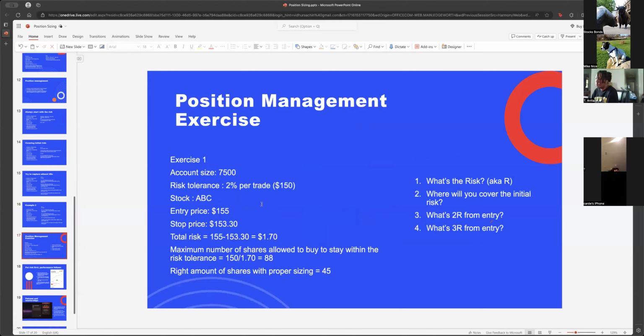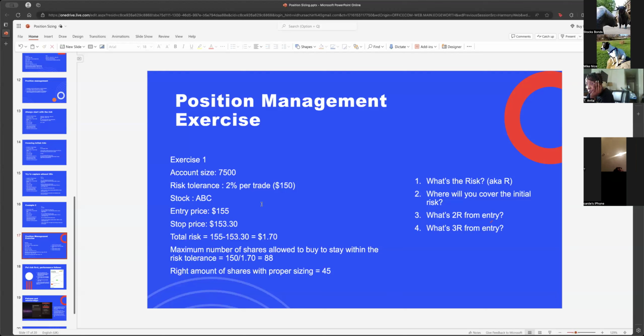All right, so let's start with the exercise. Let's go. First things first, account size 7,500. Same scenario which we did before, 45 shares, 48 shares, which you guys calculated before in the position sizing. Entry price 155, stop loss is 153.30, and your total risk is $1.70. The maximum number of shares allowed to buy is 88, but we are going with 45 shares in this scenario. So now, how are you going to manage these positions?